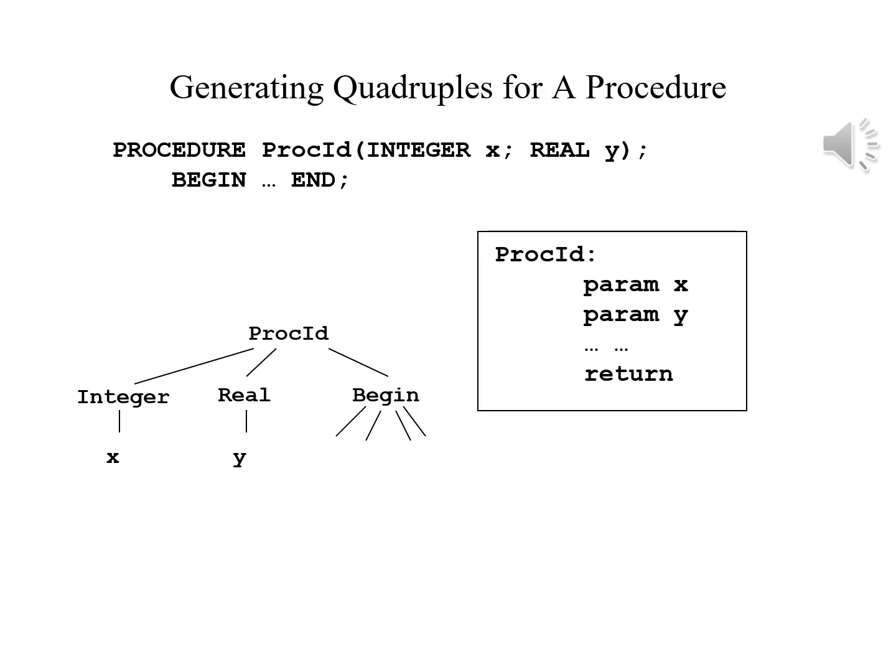Generating quadruples for the procedure is not quite as simple as that, but pretty close. The name of the procedure becomes a label, and immediately after that I need the param instruction, which will allow me to indicate that the formal parameters in this case are x and y. After that I can have whatever instructions I need, and I have to have return at the end.